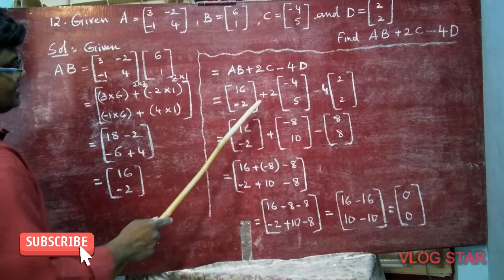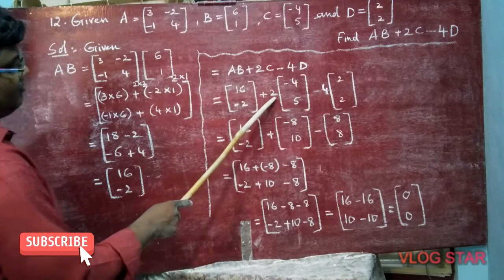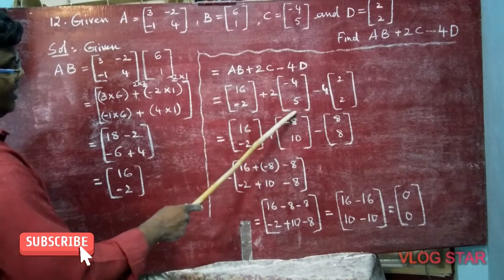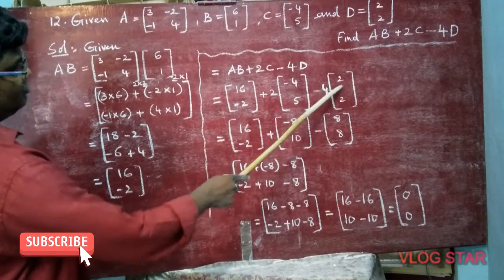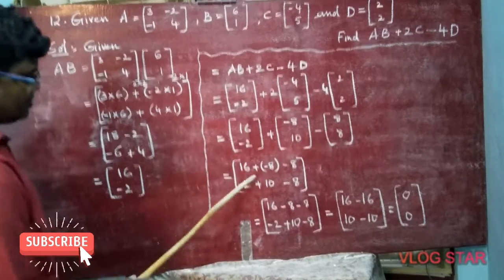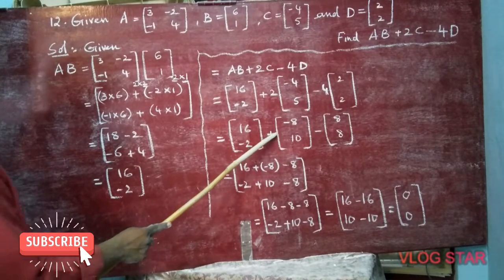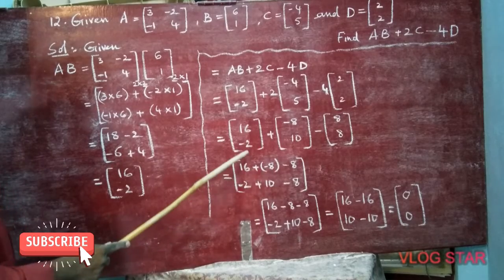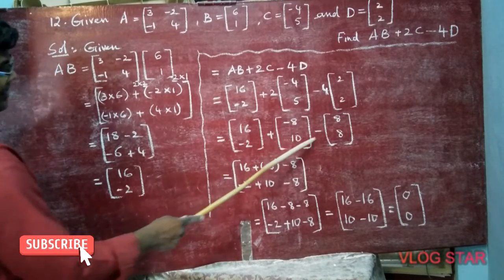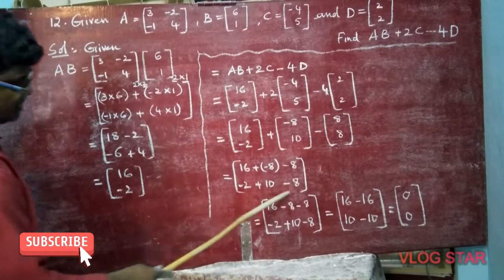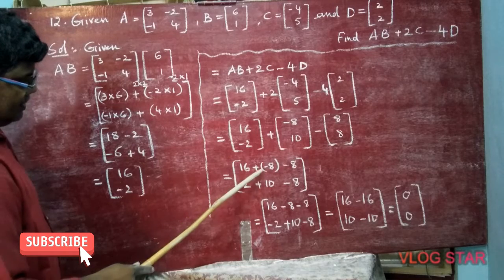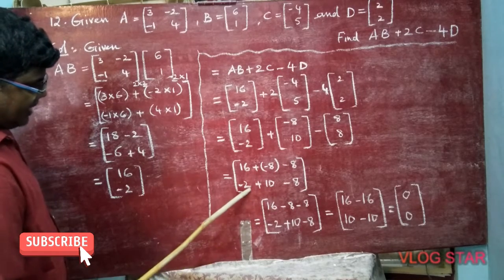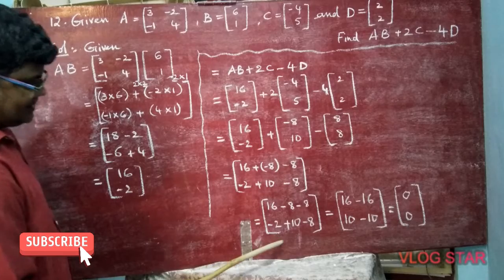Now first multiply with the 2. 2 table everybody knows. 2 minus 8, 2 5s are 10. 4 table everyone knows. 4 2s are 8, 4 2s are 8. Now simplify. 16 plus of minus 8 minus 8. First element completed. Minus 2 plus 10 minus 8. This completed. Now 16 plus into minus, minus. Again minus 8 is there. So minus 2 plus 10 minus 8 as it is.